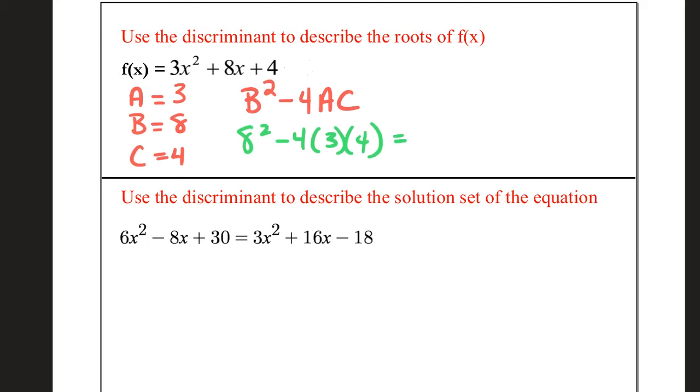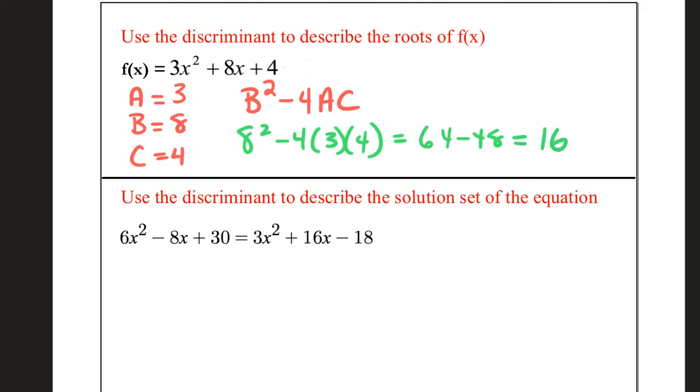Some people end up making the unfortunate mistake of doing, let's say, obviously we know 8 squared is 64. They'll do 64 minus 4 and then multiply that by 12 or something. You don't want to make an order of operations mistake, so you can literally type in that whole expression into your calculator. So that's going to be, let's see, 64 minus 12 times 4 is 48. So 64 minus 48 is going to be 16.